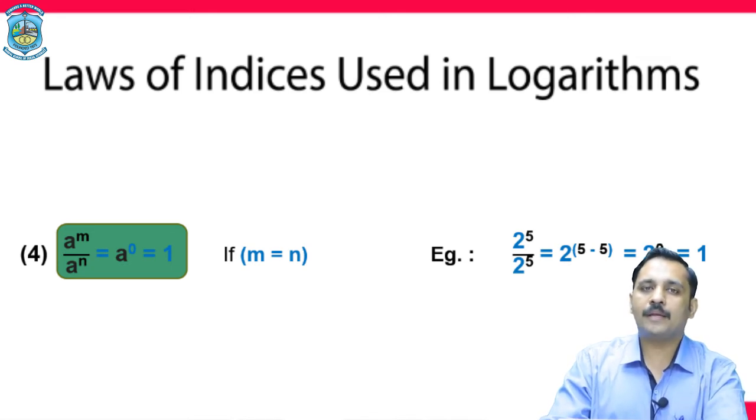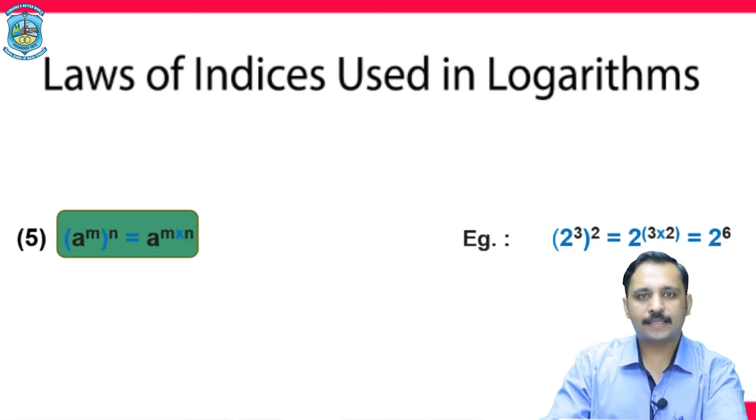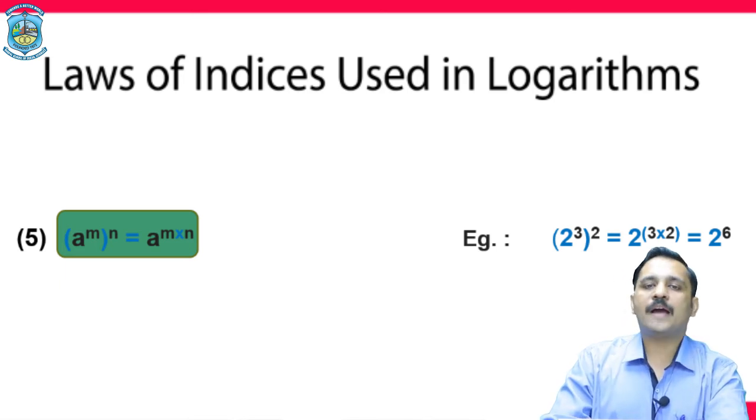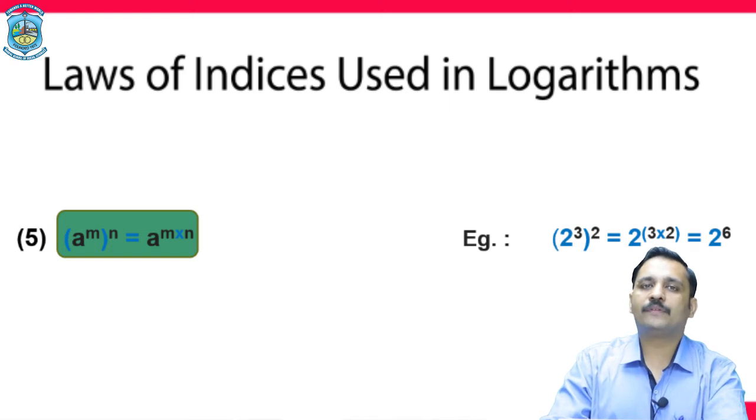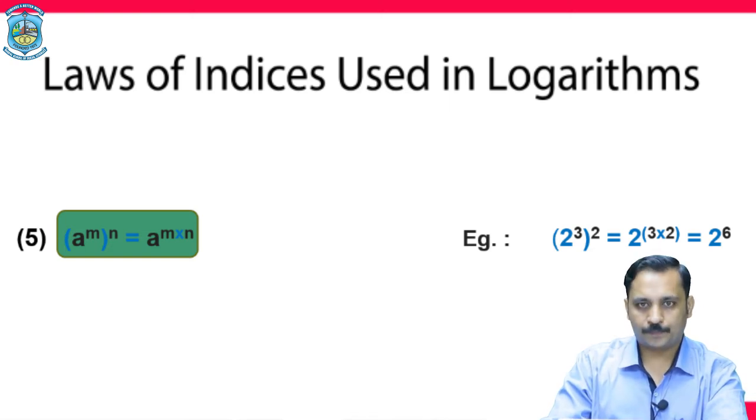Next, a raised to power m upon a raised to power n. If the value of m and n both are same, it is equal to 1, because a raised to power m minus n, that is a raised to power 0, is equal to 1. For example, 2 raised to power 5 divided by 2 raised to power 5, the answer is 1. Next, a raised to power m whole raised to power n can be written as a raised to power m multiplied by n. For example, we have 2 raised to power 3 whole raised to power 2, the answer is 2 raised to power 3 into 2, that is 6.